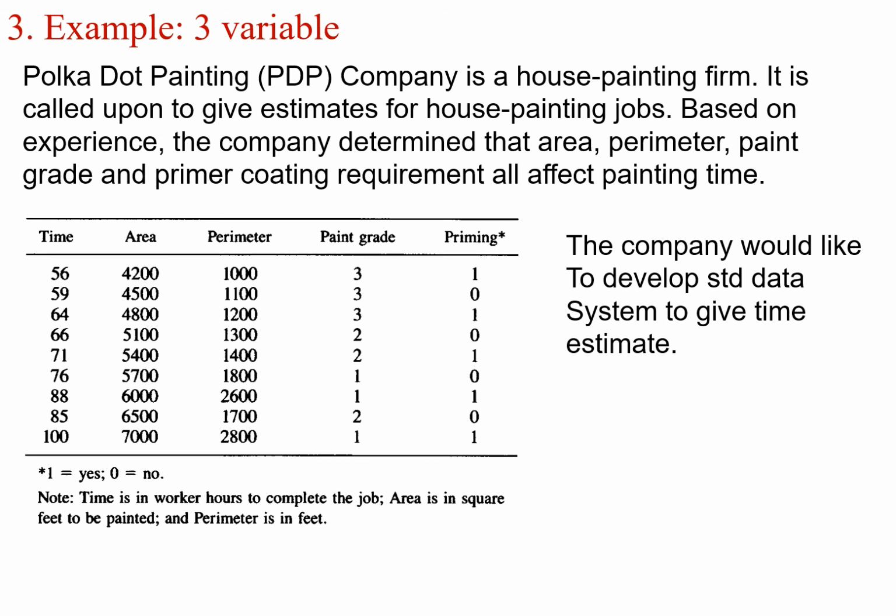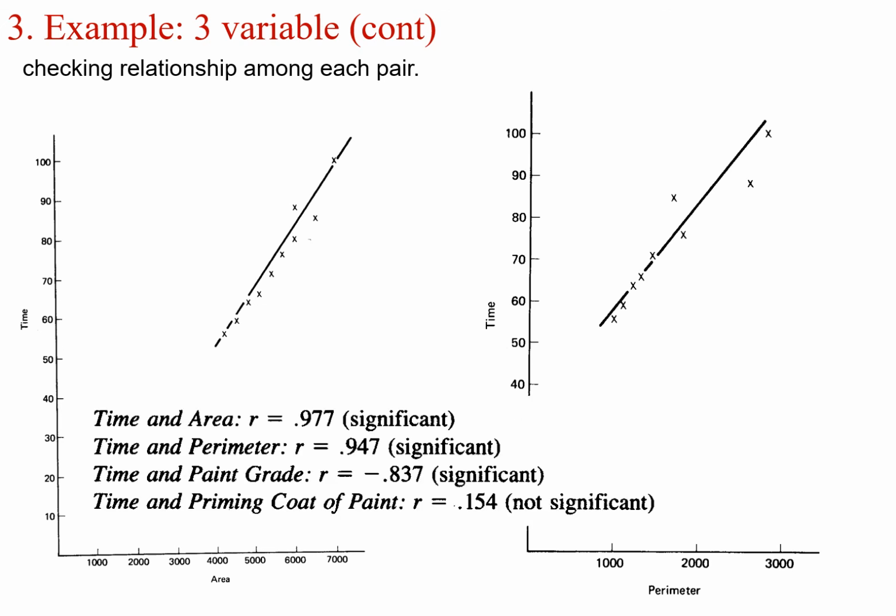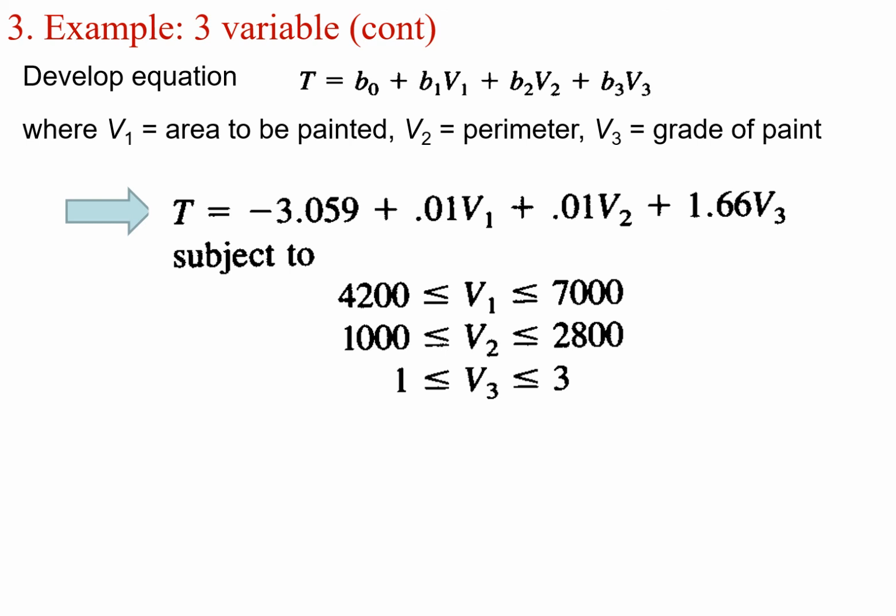Here we initially have 4 parameters to consider. The company has already collected 9 data points. When we verify the relationship with graphs, it turns out that painting area, perimeter, and paint grade are strongly correlated to standard time. The correlation coefficient between standard time and primer coating is relatively small. Thus, we can develop a linear relationship as shown in the top equation. By solving 4 equations for 4 unknowns, we get the exact equation. Here, data validation is not shown.